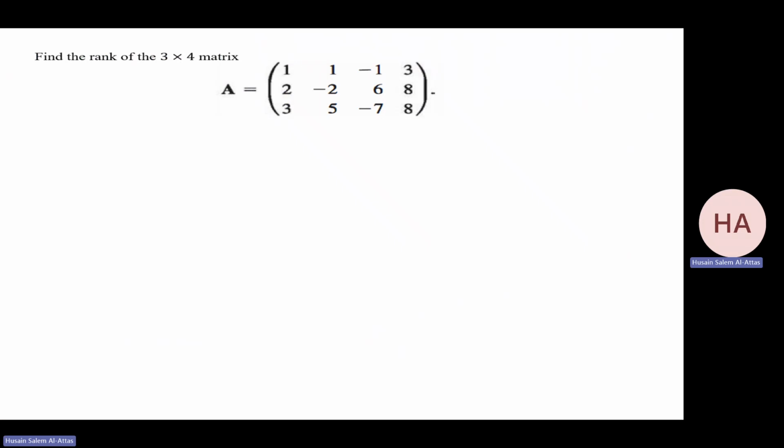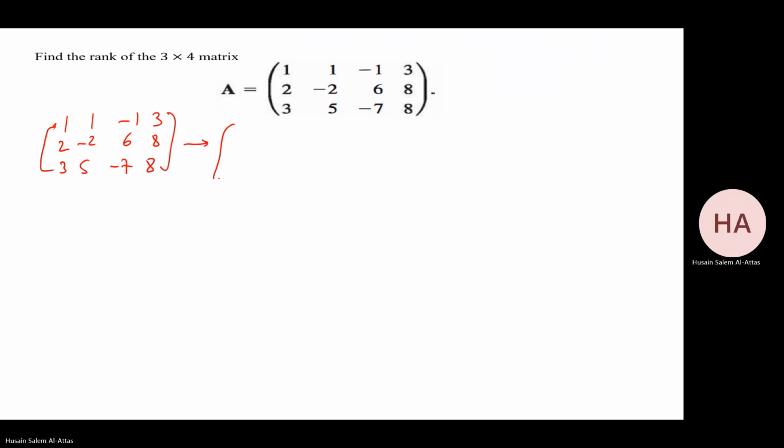Okay, let us do some problems. Find the rank of this matrix. What I will do first is write the matrix in row echelon form.